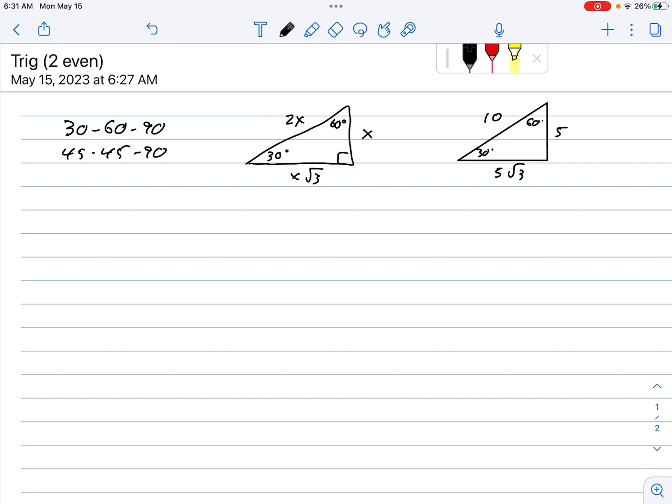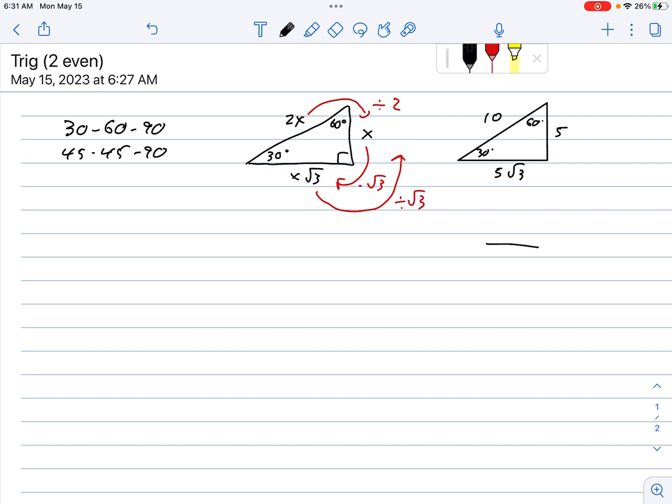Now what we're going to use this for is I'm going to give you a hypotenuse, and you're going to find the side opposite the 30, which would be divide by 2, or times a half. And then whatever you get there, you're going to times that by radical 3. Right? So that's what we're going to go with. If you wanted to go the other way, you would divide by radical 3.